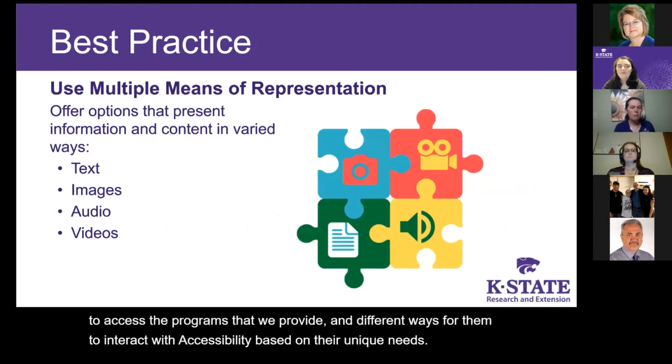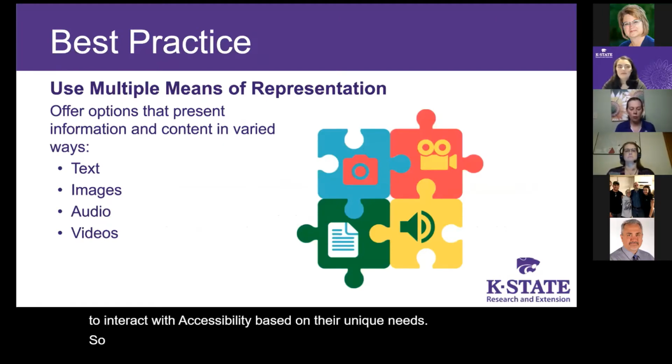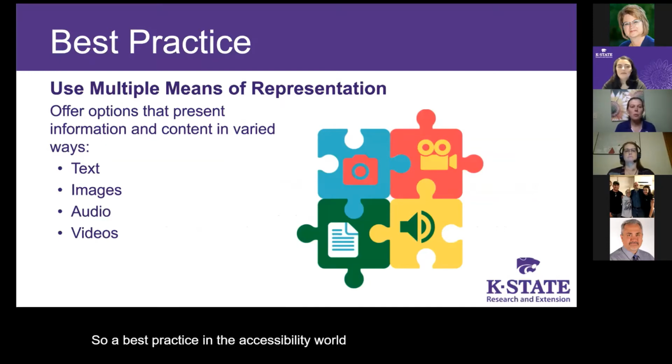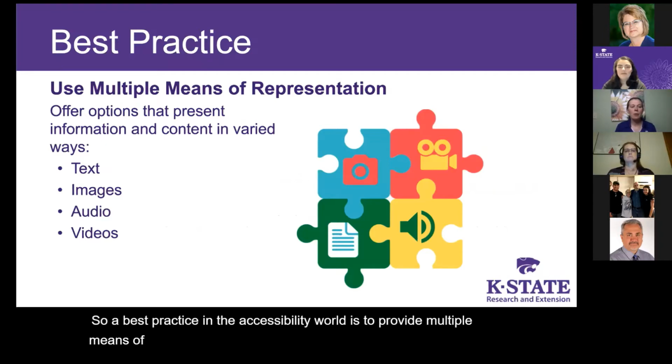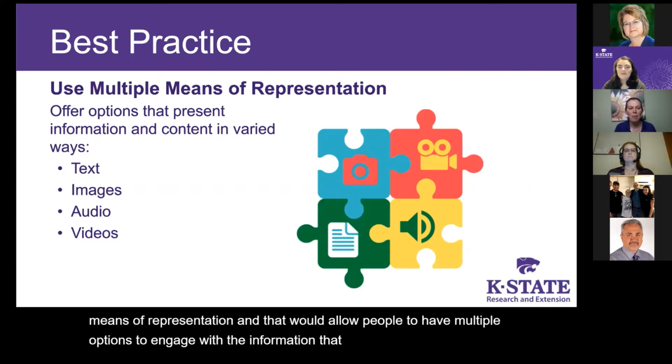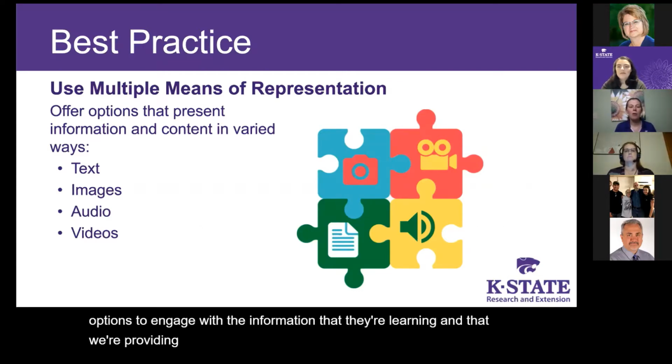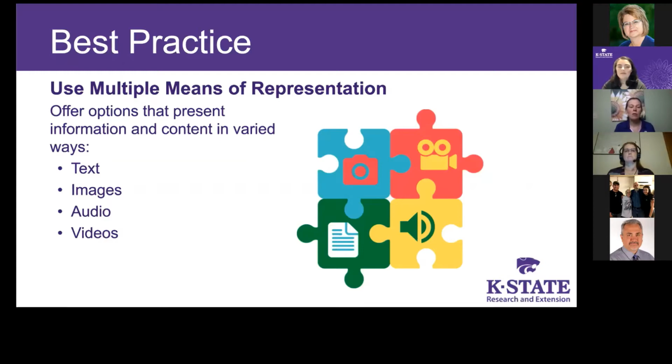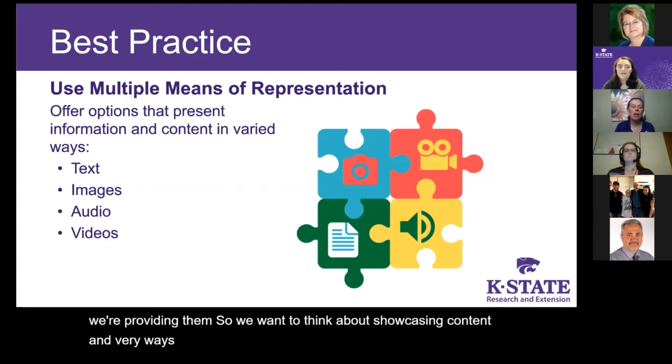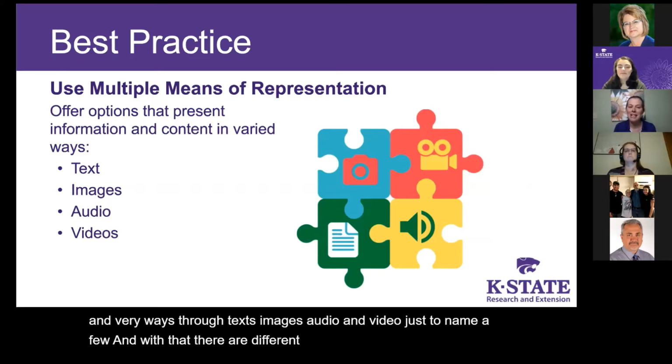So a best practice in the accessibility world is to provide multiple means of representation. And that would allow people to have multiple options to engage with the information that they're learning and that we're providing them. So we want to think about showcasing content in varied ways through texts, images, audio, and video, just to name a few. And with that, there are different ways that we can make that more accessible to our audience.